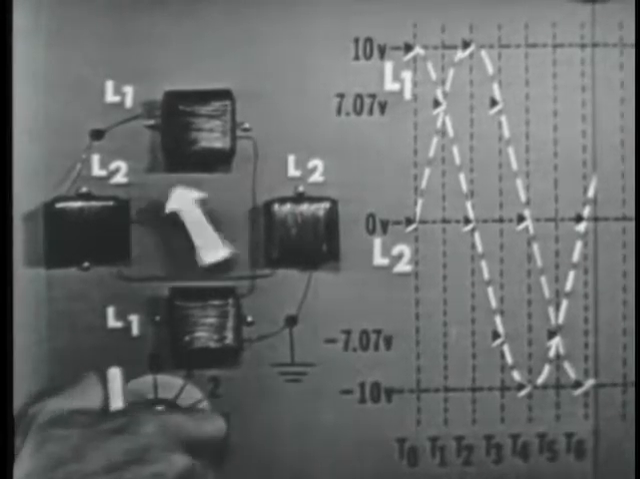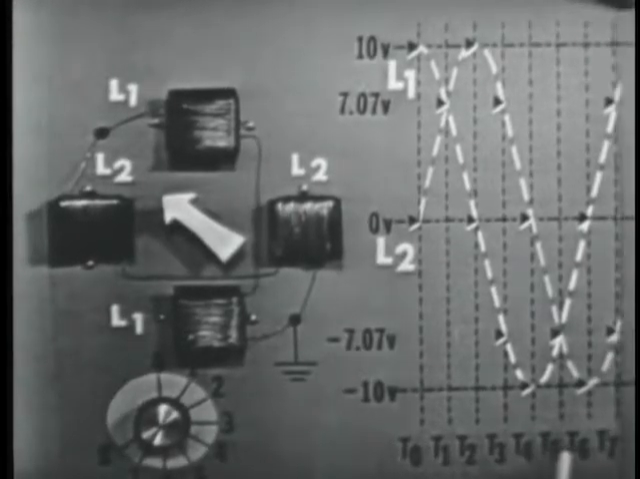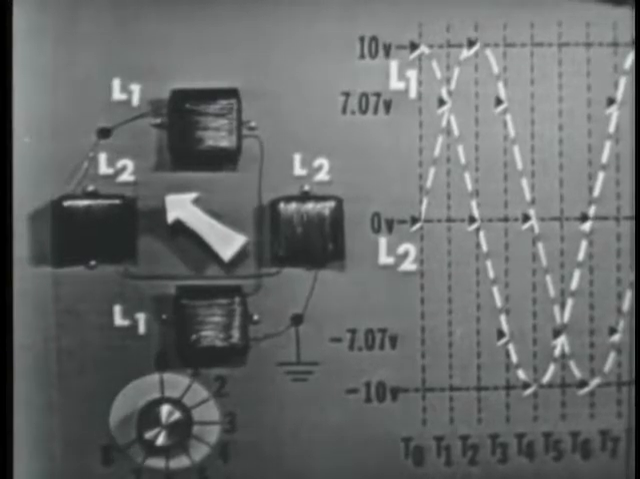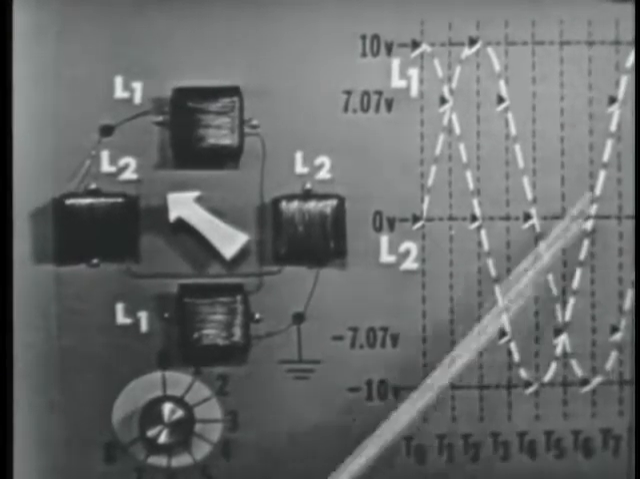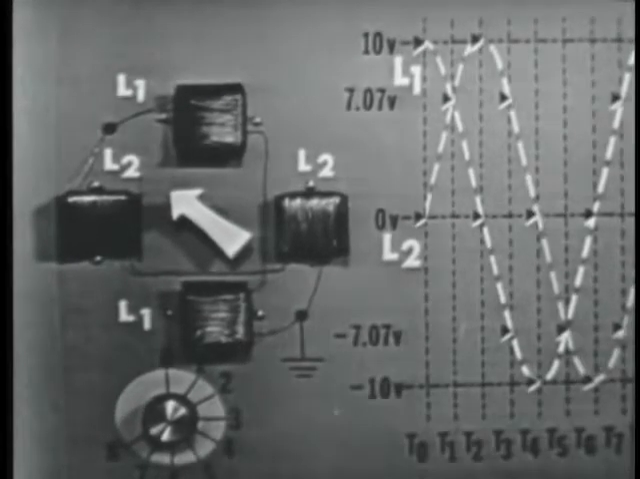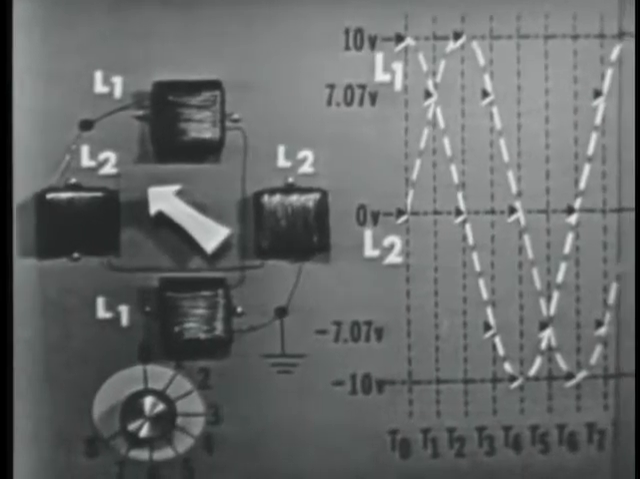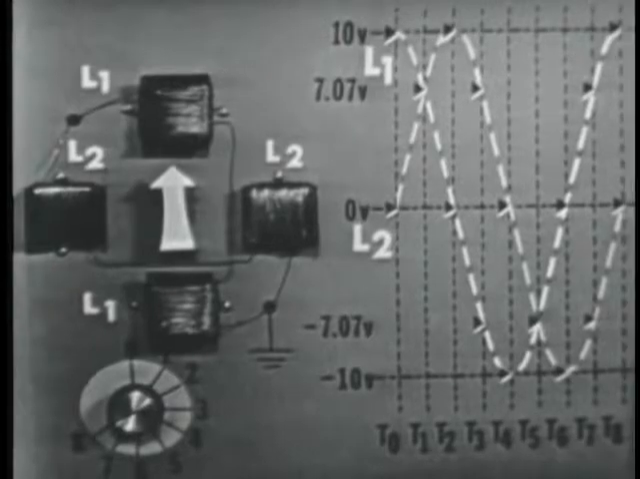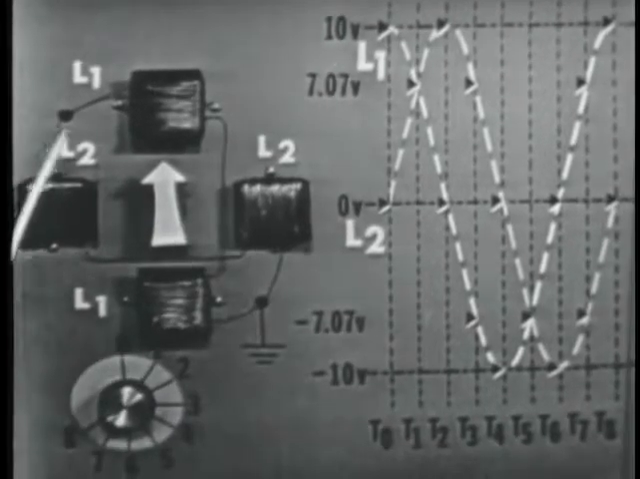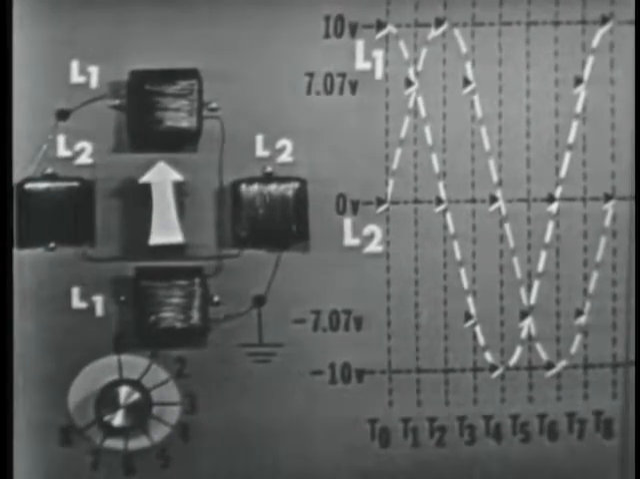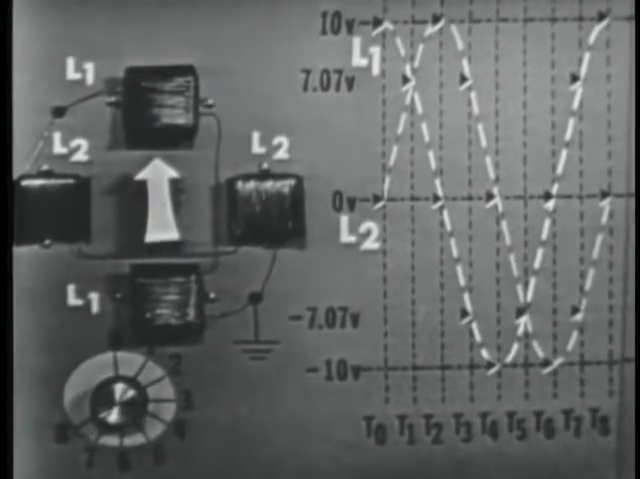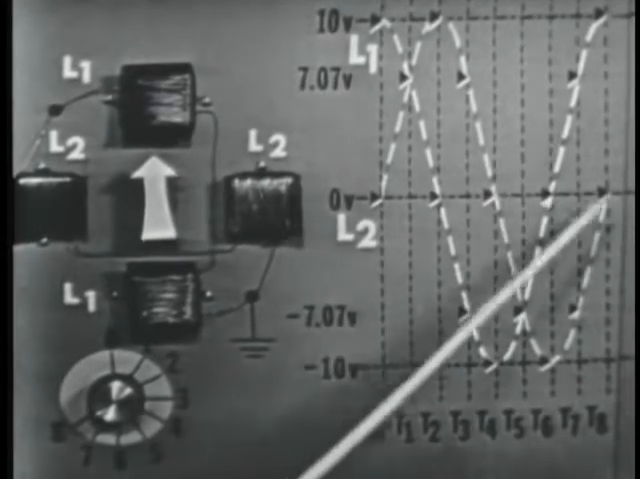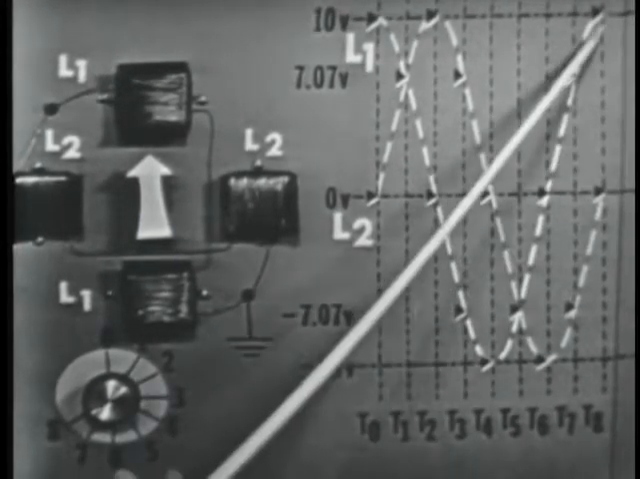Now, at time 7, both coils energized. L2 at negative 7.07, L1 at positive 7.07. And at time 8, we're back at 0 degrees, where we started. And our voltages and polarities are also at the same values we started with. L2 is at 0 volts, L1 is at max positive.